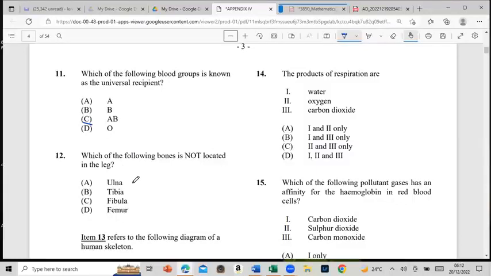Number 12, which of the following bones is not located in the leg? Is it the ulna, tibia, fibula, or the femur? And notice it says not. That would be the ulna. Let's move on to 13.